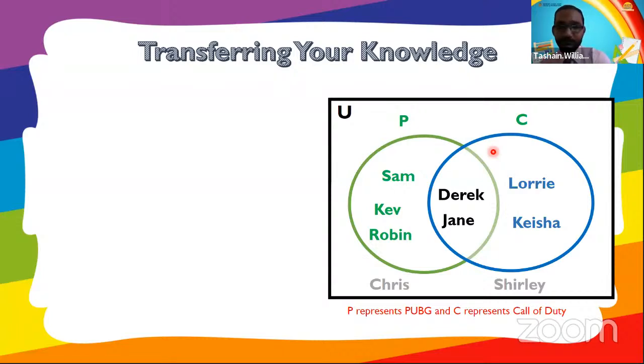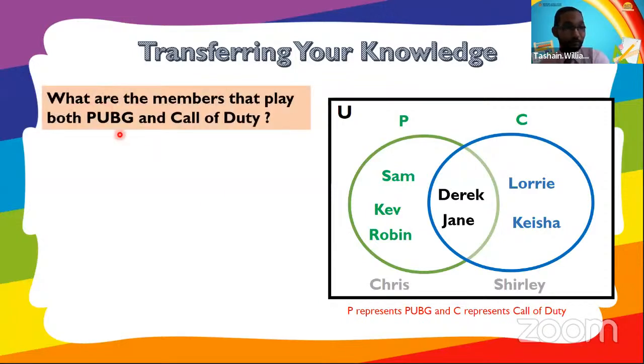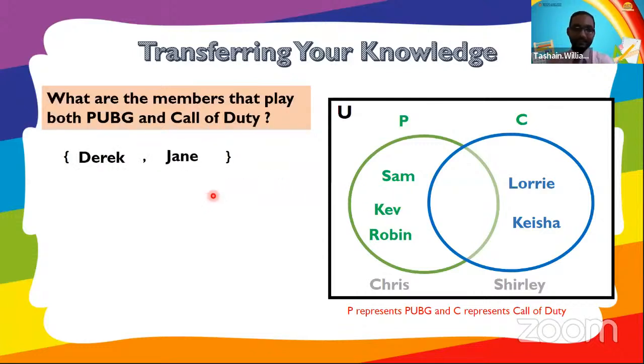So my question to you is, what are the members that play both PUBG and Call of Duty? If you said Derek and Jane, you're on a roll, boys and girls. You are indeed correct. Remember, we have to utilize our curly brackets to show that these two members belong to the same set. So it's a set of members that play or are common to both sets. So Derek and Jane would be members who play both PUBG and Call of Duty.